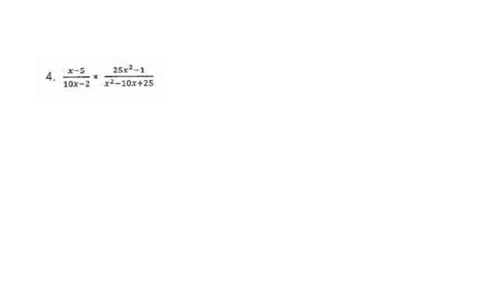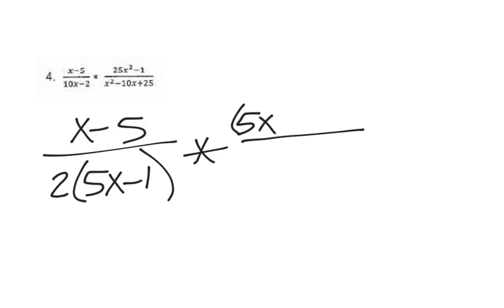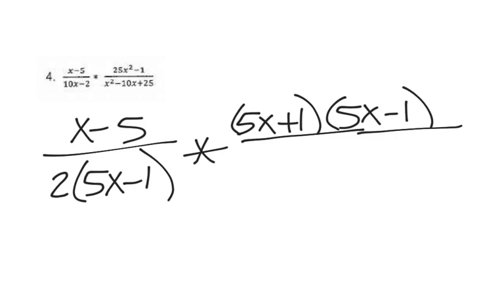We're multiplying, so basically we're just going to factor and then cancel. So x minus 5 stays like it is. 10x minus 2, I can pull out a 2, and it leaves me 5x minus 1 times 25x squared minus 1 is the difference of squares. So I take the square roots, which are 5x and 1, and have 5x plus 1, and 5x minus 1.